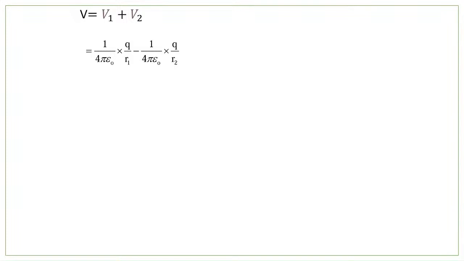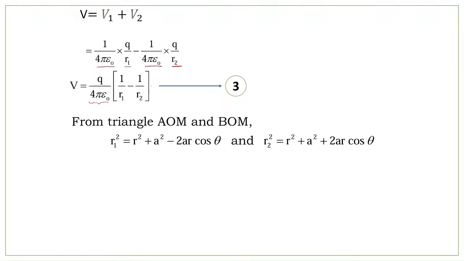We get V is equal to 1 by 4 pi epsilon naught Q by R1 minus 1 by 4 pi epsilon naught Q by R2. On taking terms common, we get V is equal to Q by 4 pi epsilon naught into bracket 1 by R1 minus 1 by R2. Mark as equation 3. From triangle AOM and BOM, R1 square is equal to R square plus A square minus 2AR cos theta, and R2 square is equal to R square plus A square plus 2AR cos theta.